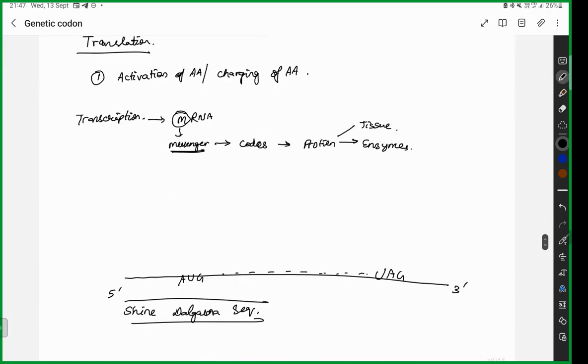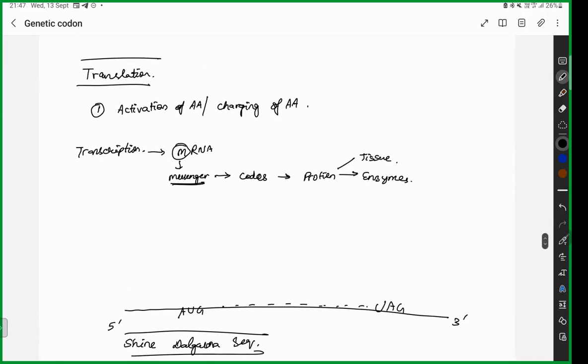So your translation is going to consist of 4 important steps. What are the 4 important steps? Along with me, tell. Number 1, activation of amino acid, or charging of amino acid by tRNA. The second step is, as you saw in transcription, initiation, then elongation, and then finally termination. So these 3 are similar to the previous process, transcription.